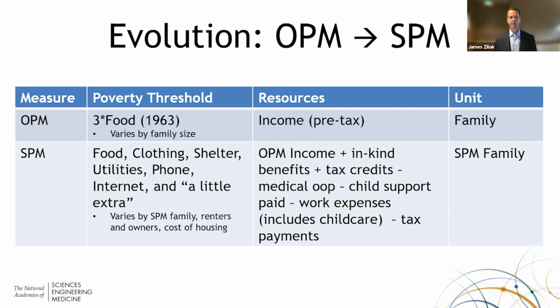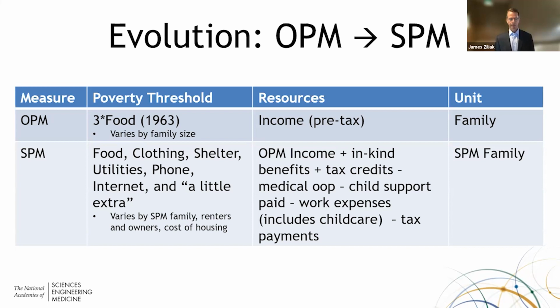There is no geographic adjustment for the poverty threshold, okay? So it varies by family size. The resources are then pre-tax. So it includes most forms of cash income. It does not include capital gains and losses, which are uncommon amongst low-income families anyhow. But it does capture most major forms of cash income. The unit of analysis is the family, which are individuals related by marriage, birth, and adoption.